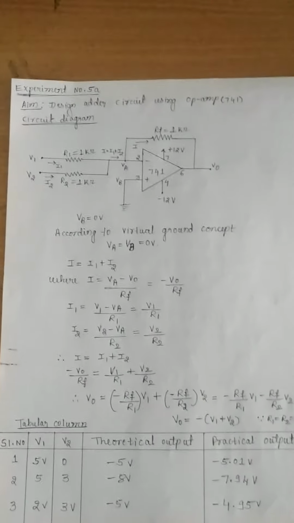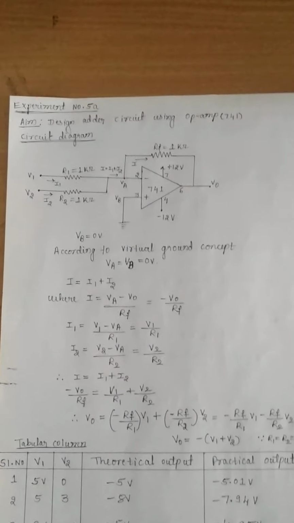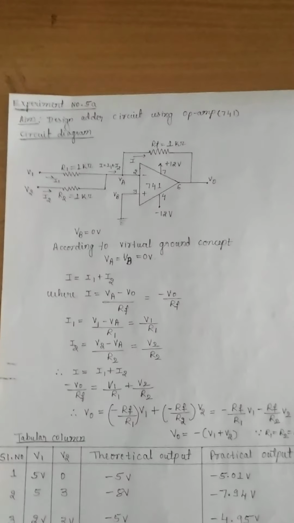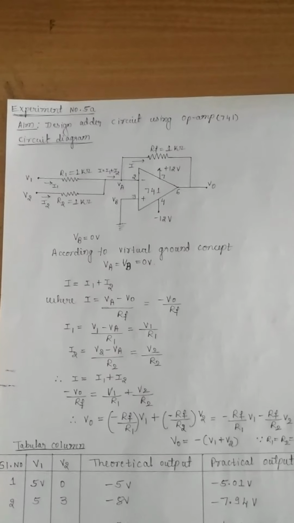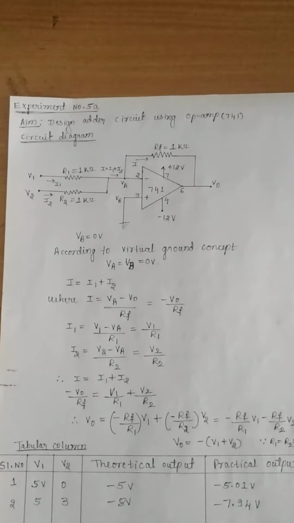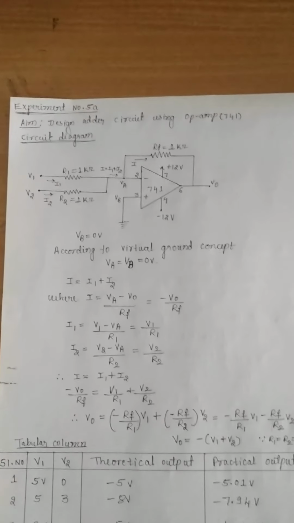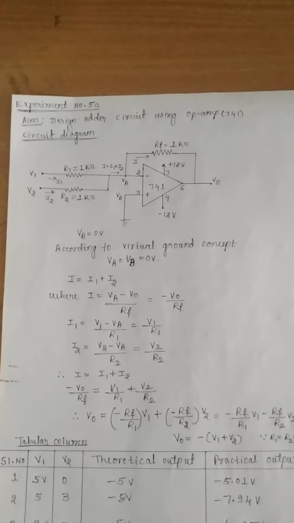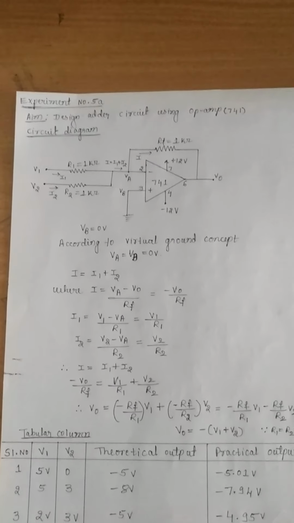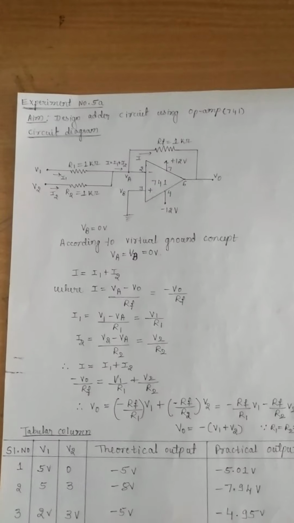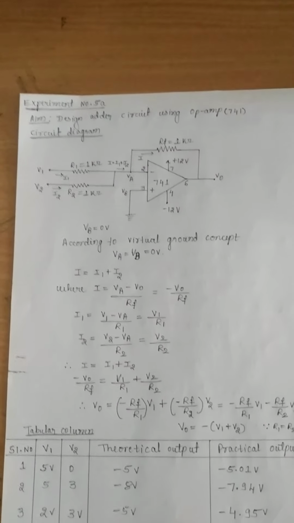Here we are using R1, R2 and RF as 1 kilo ohm resistors. Op-amp 741 is used in the inverting configuration. Pin number 3 is connected to ground, pin number 7 is given plus 12 volts, and pin number 4 is given minus 12 volts. We are measuring the output at pin number 6 using a multimeter. Here we are giving two inputs, V1 and V2, to the inverting terminal, that is pin number 2.